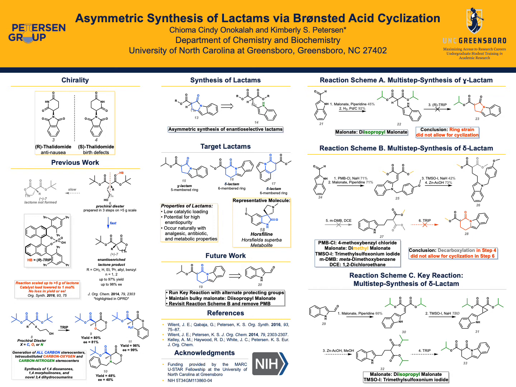In the future, if scheme C is not able to be cyclized with TRIP, I plan to run the key reaction again with alternate protecting groups. The presence of a protecting group will keep the nucleophilic nitrogen from reacting prematurely. I also plan to utilize the bulky malonate, diisopropyl malonate, as a means of combating the decarboxylation of the smaller malonate. I also plan to revisit reaction scheme B and attempt to remove the paramethoxybenzyl or PMB protecting group by other means.